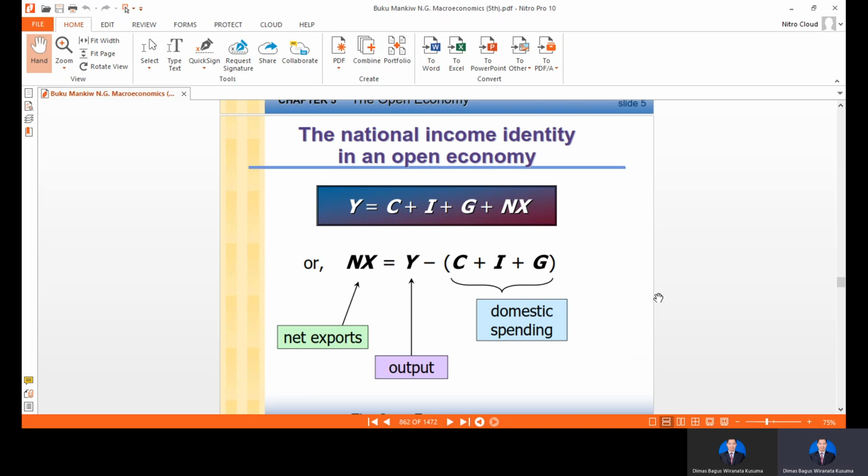Here, if we break down the above equation, Y equals C plus I plus G plus NX, or NX equals Y minus open bracket C plus I plus G close bracket, whereby C, I, G is considered domestic spending, Y is our national output, and NX is the net exports. So net export is basically the difference between national output and domestic spending. If you have a higher net export, it means that your trade is in surplus. It means that your output is beyond your domestic spending, and vice versa.